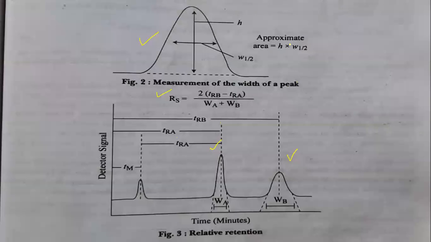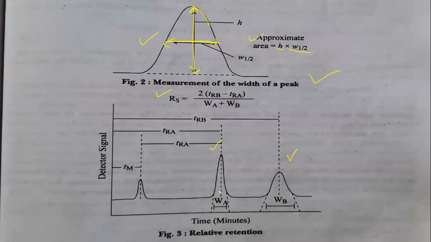Now, yes, there is a formation of a peak. This is the peak, this is the width of the peak, and this is the height of the peak. So this height and width help us to find the area, from which we can find the concentration or the percentage of that particular solute present in that sample. The approximate area is calculated by height into half of the width. Now the measurement of peak or width of a peak.